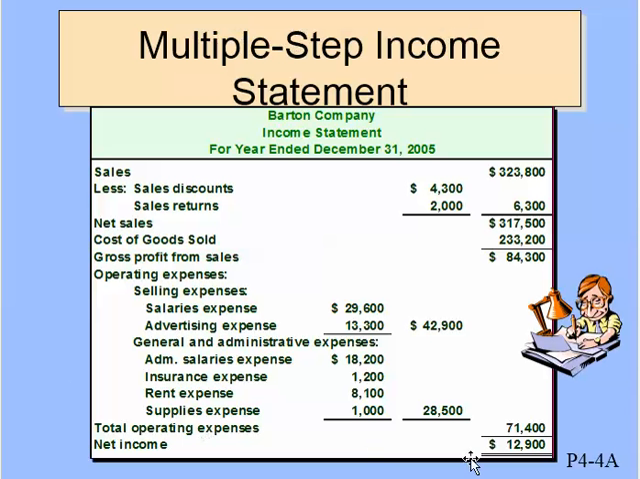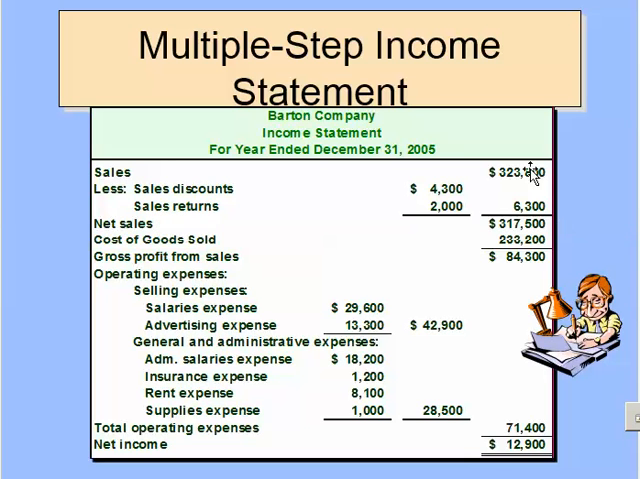So here's an example of a multiple step income statement. We've got the company name, start with our header, income statement for the year ended December 31st. Take sales minus sales discounts minus sales returns and allowances to get our net sales. Remember, that's where we start with most of our sales calculations.